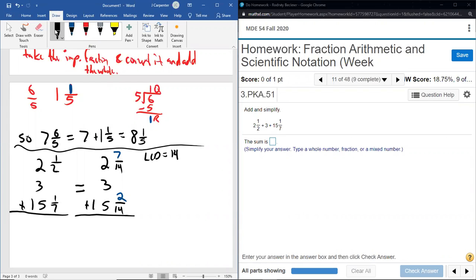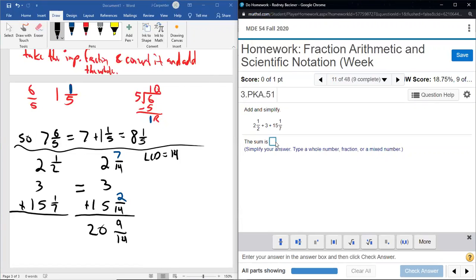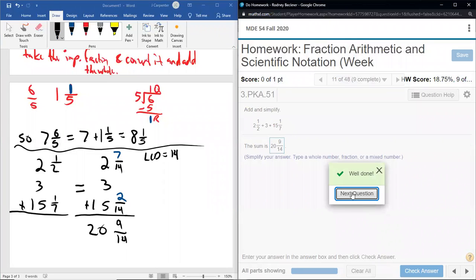Then we can add everything now that we have matching denominators or just a blank. 7 plus 2 is 9, so 9/14. 2 plus 3 is 5. 5 plus 15 is 20. 20 and 9/14 is our answer. Let's check it, and we got it right.